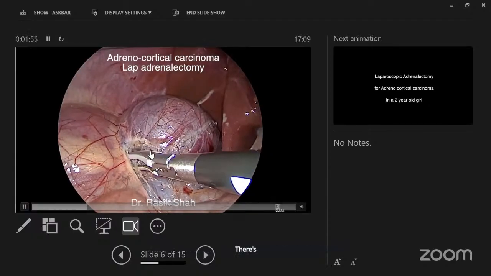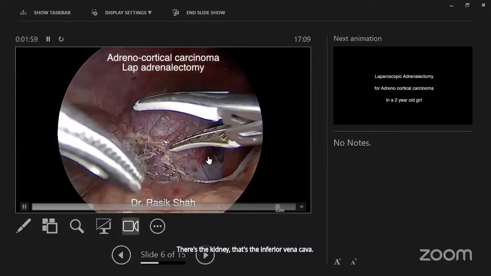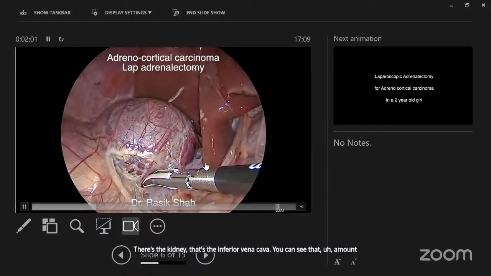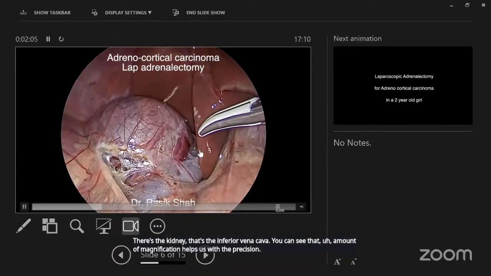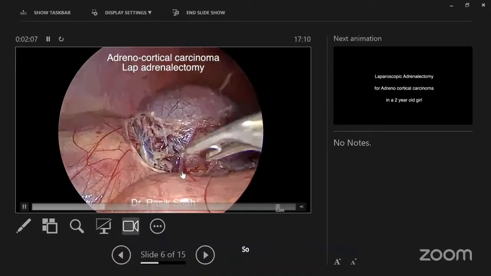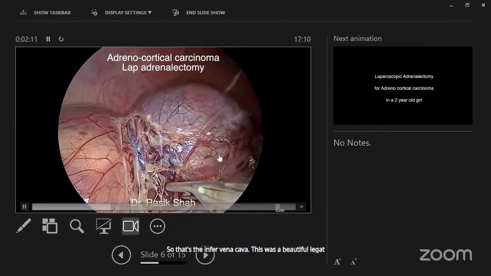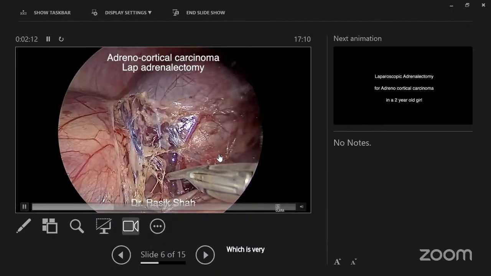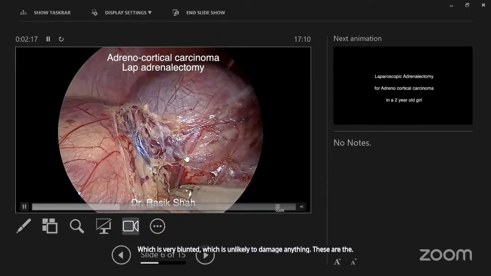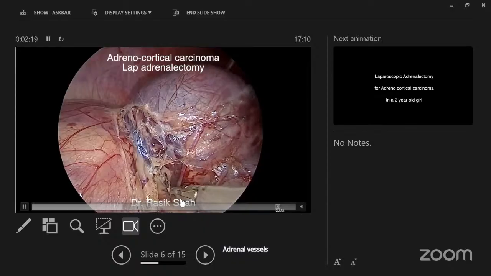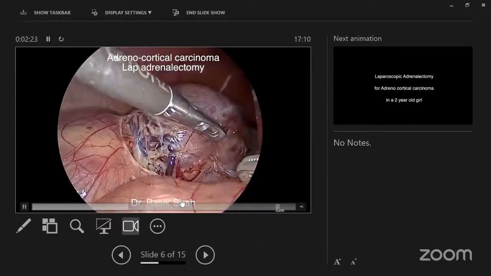That's the kidney. That's the inferior vena cava. You can see that the amount of magnification helps us with precision. So that's the inferior vena cava. This was a beautiful LigaSure instrument, which has a very blunt tip, which is unlikely to damage anything. These are the adrenal vessels which are being clipped. So that is being clipped.